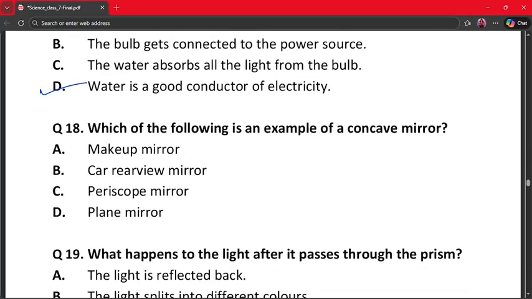Our next question is question number 18. Which of the following is an example of a concave mirror? A. Makeup mirror. B. Car rear view mirror. C. Periscope mirror. And D. Plane mirror. The correct answer is makeup mirror. A concave mirror gives a magnified image, and makeup mirrors are designed for this purpose. Rear view mirrors are convex. So a makeup mirror is the correct example.